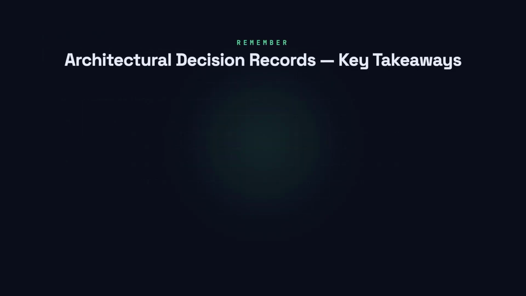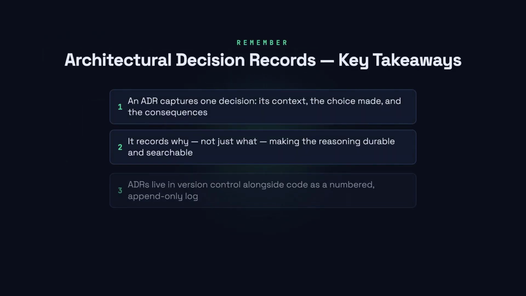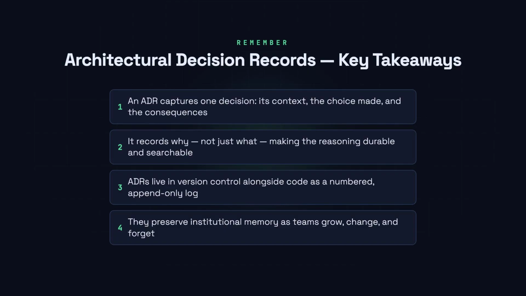An ADR is a small document with an outsized effect. By recording the context, the decision, and the consequences of each significant architectural choice, you give every future engineer, including yourself 6 months from now, a reliable map of why the system is shaped the way it is. It costs minutes per decision and saves hours of confusion per year. Store them with your code, number them, and never delete them.